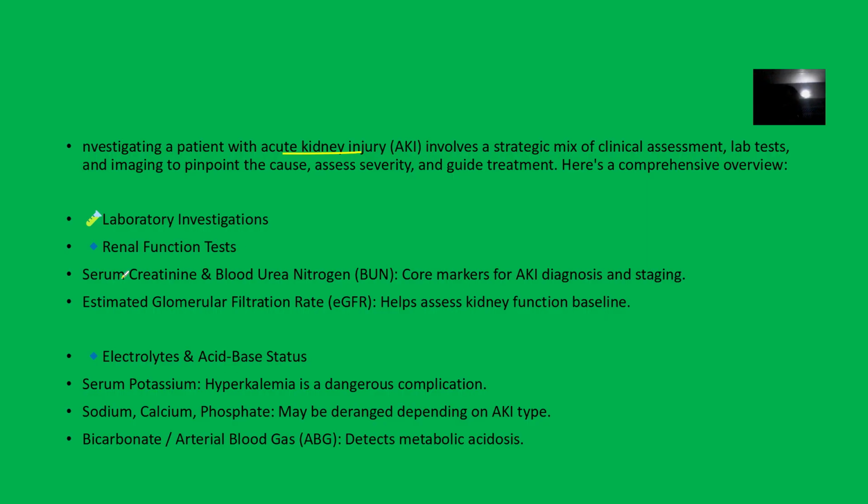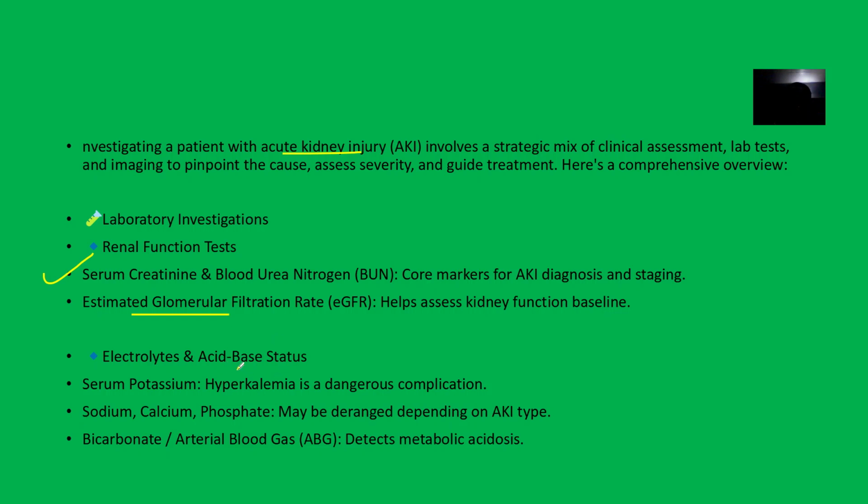So for the lab test, things you actually need to check for is renal function. Okay, renal function test. So serum creatinine, blood urea nitrogen. They also estimate the amount of fluid that the kidneys are able to filter out within a given time. That's the estimated glomerular filtration rate.